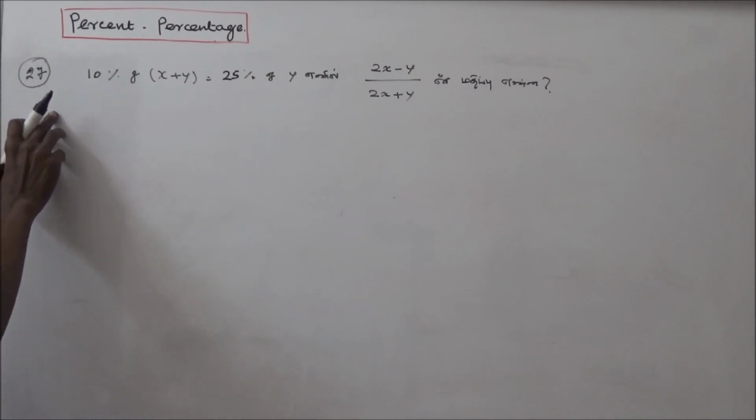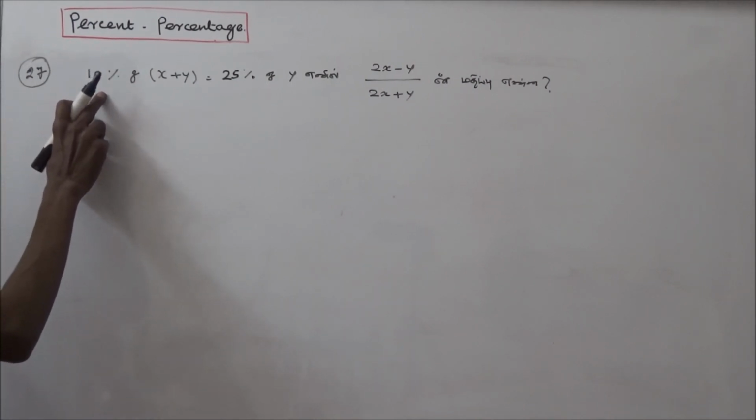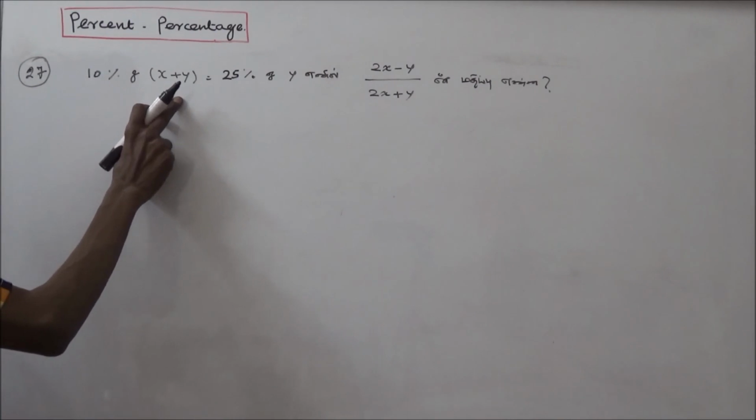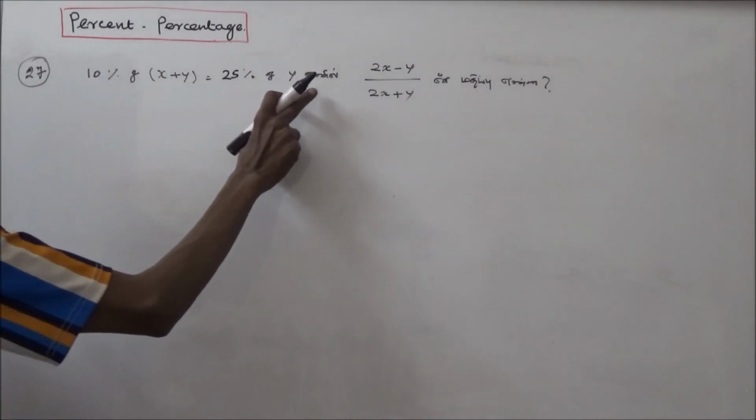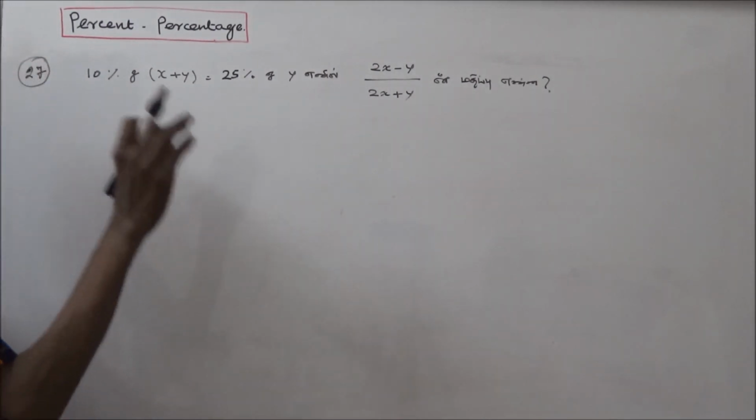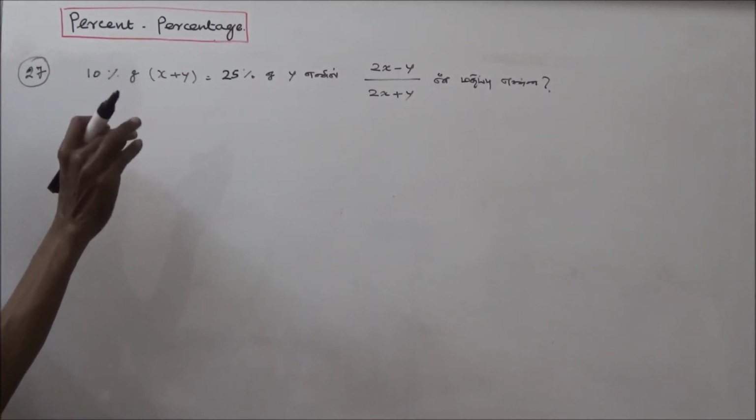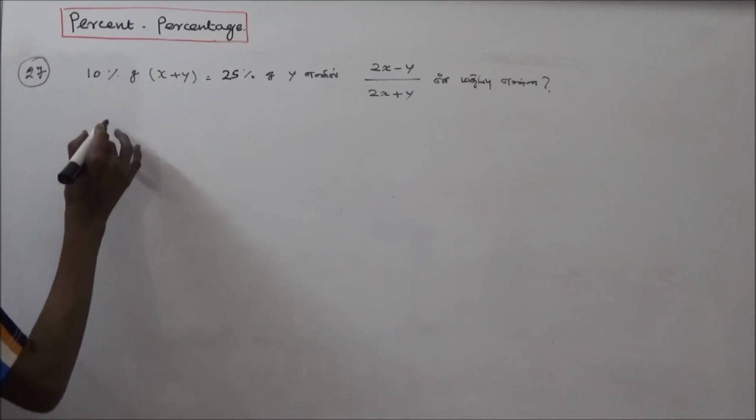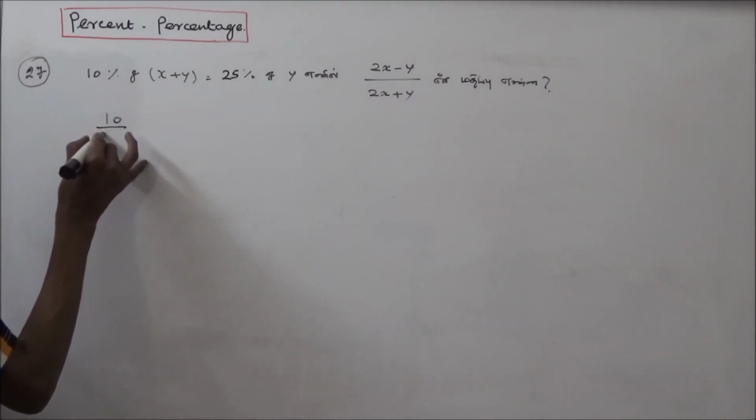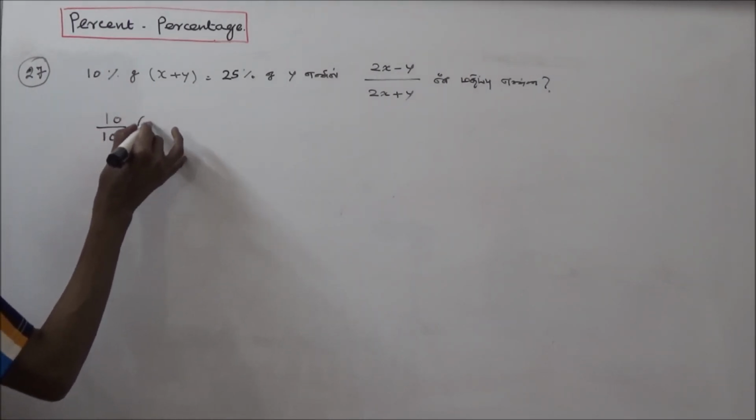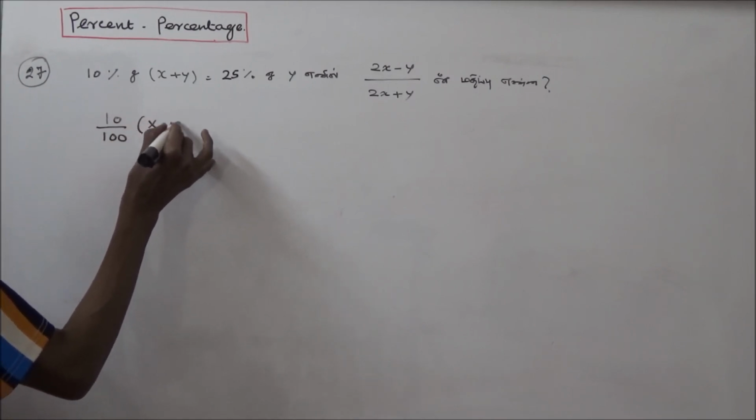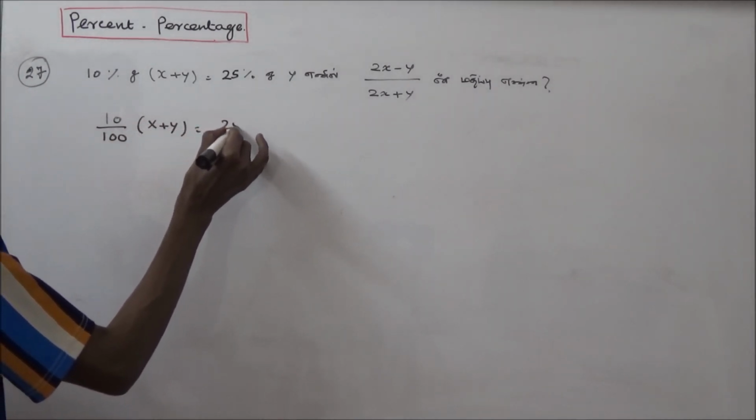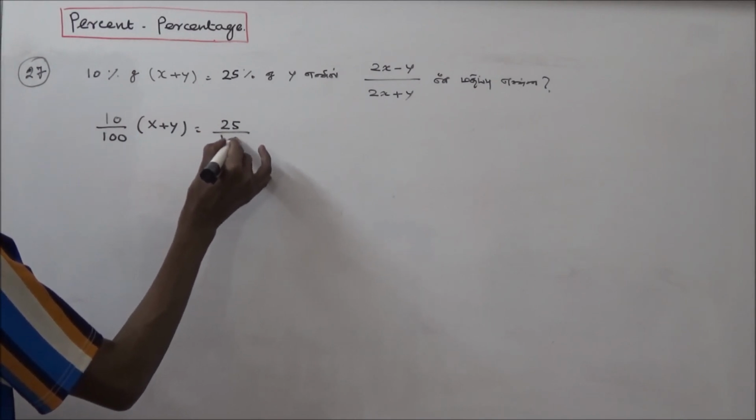Problem number 27. 10% of x plus y is equal to 25% of y. Then what is the value of (2x minus y) by (2x plus y)? We have to find the value of x and y. So 10% of (x plus y): 10 by 100 into (x plus y) is equal to 25 by 100 into y.